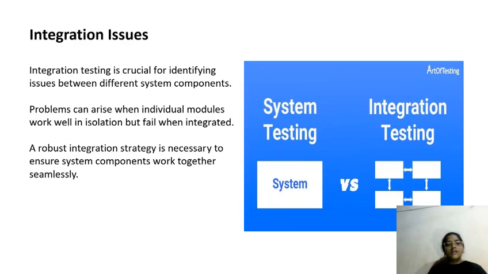Integration issues. Integration testing is crucial for identifying issues between different system components. Problems can arise when individual modules work well in isolation but fail when integrated. For example, a person can work well when he is single, but he can't work in a group of people. Usually we call them introverts. But in this case, we call this integration. A robust integration strategy is necessary to ensure system components work together simultaneously.